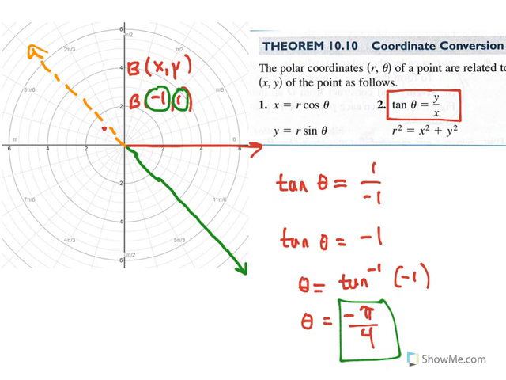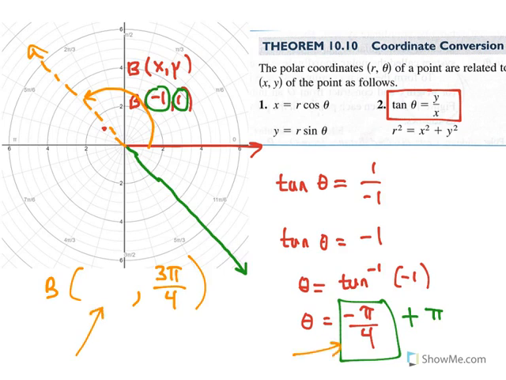However, you could just add pi to negative pi over 4, and that would give you 3 pi over 4, which would be the angle that I sketched earlier in dashed gold. That's the terminal side of the angle with an angle of rotation equal to 3 pi over 4 radians. So for the polar coordinates of B, I will choose 3 pi over 4 radians so that r can be a positive value. But that's optional. You could choose negative pi over 4 radians and r would be negative.